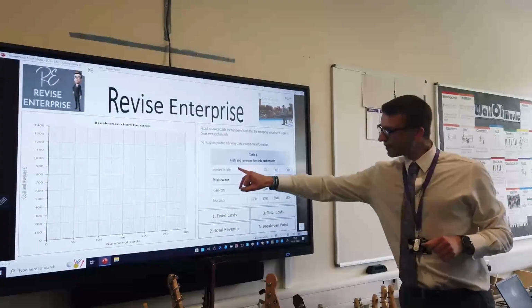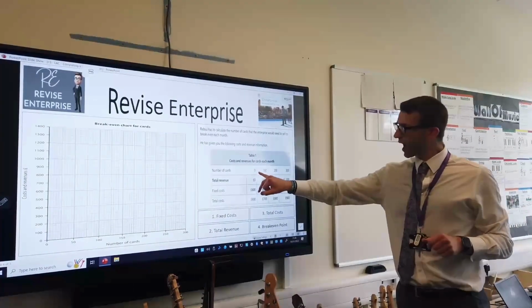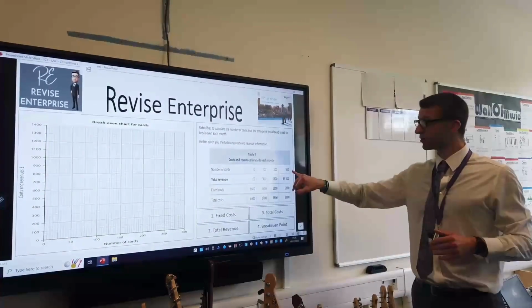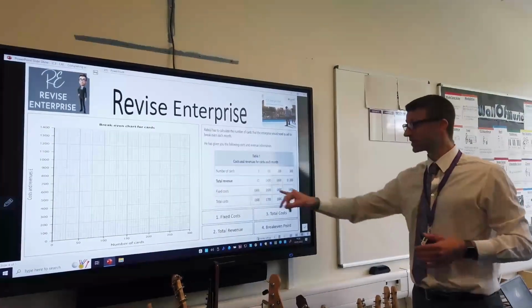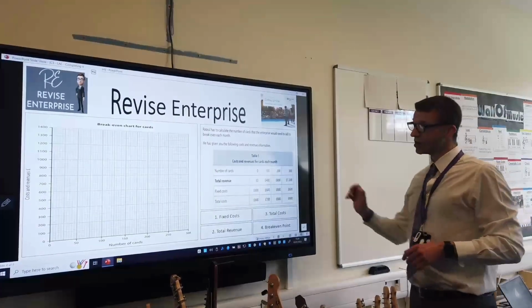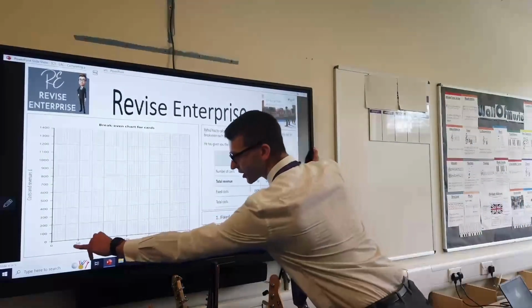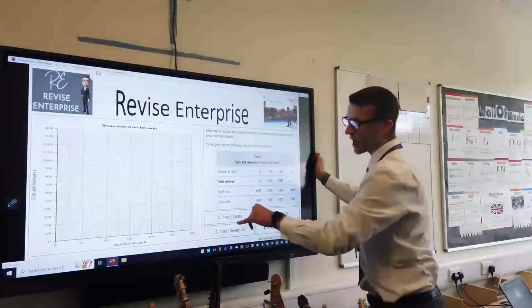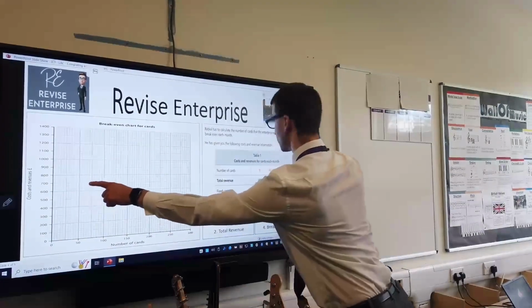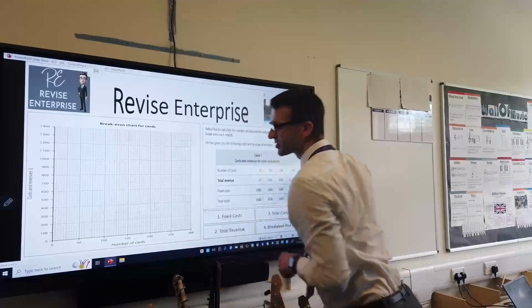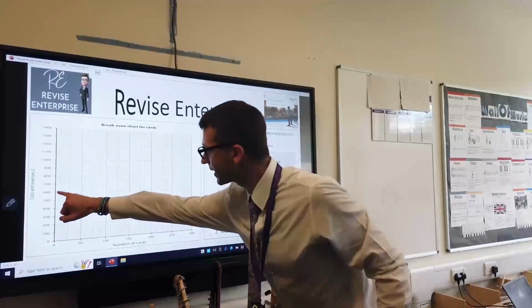Now you can see when the business is producing 0 cards, and even when they're producing 300 cards, their fixed costs remain exactly the same. They're £600 continuously. So what I would do in your exam is go to 0 along the bottom, the number of cards, and just run your finger up to 600, okay, because that's where the fixed cost figure is. So do a little pencil mark here.